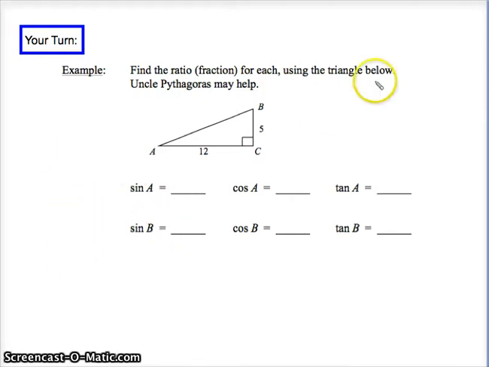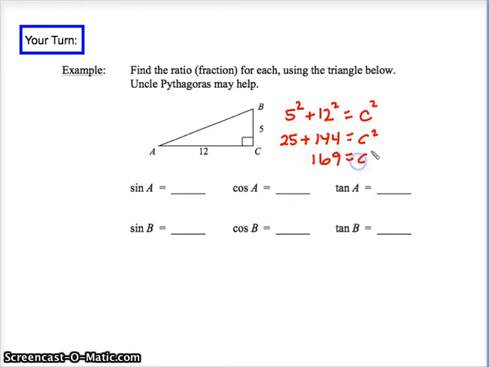Now, remember, we can use the Pythagorean theorem to find our missing side over here. I'll help you out with that. That's 5 squared plus 12 squared, and that's going to equal c squared. That is 25 plus 144 equals c squared. 25 plus 144 is 169. We all know 169 is one of our lovely perfect squares. That is 13. All right, now it's your turn. Go ahead and fill in all of our trig ratios and then check your answers.